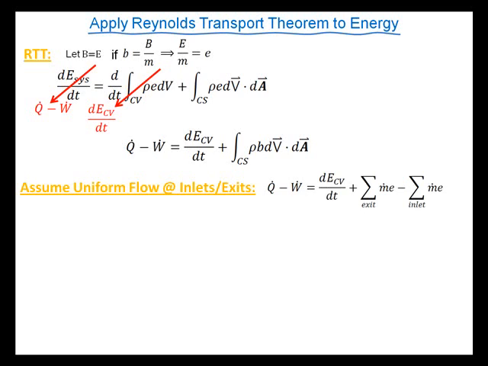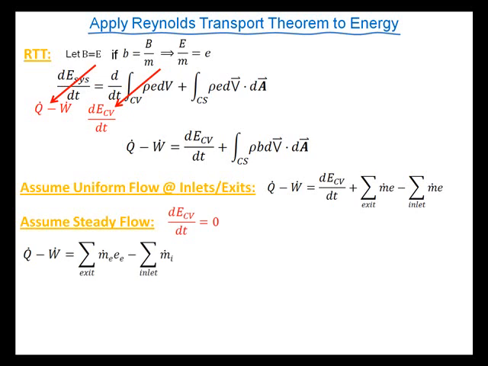Now let's assume steady flow. And recall, if we're assuming steady flow, that means the control volume and the properties therein are not changing with respect to time. So that means the derivative of the total energy in the control volume with respect to time doesn't change. This means it's equal to 0. So that term just cancels right out. So this is now what we've determined for our Reynolds transport theorem using uniform and steady flow.